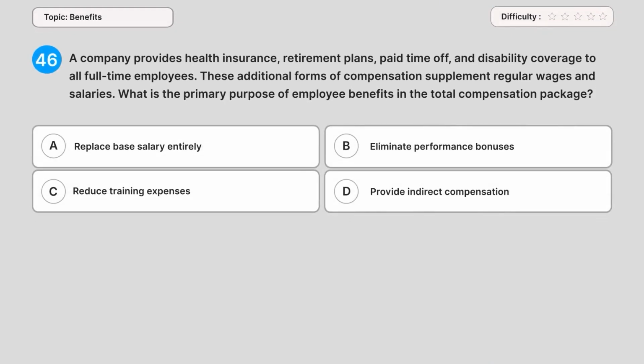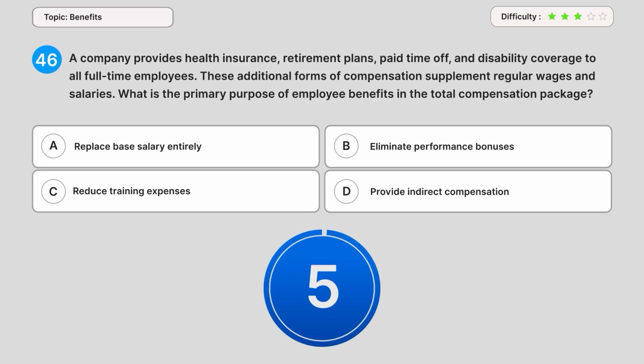46. A company provides health insurance, retirement plans, paid time off, and disability coverage to all full-time employees. These additional forms of compensation supplement regular wages and salaries. What is the primary purpose of employee benefits in the total compensation package? A. Replace base salary entirely. B. Eliminate performance bonuses. C. Reduce training expenses. D. Provide indirect compensation. Can you guess the answer?